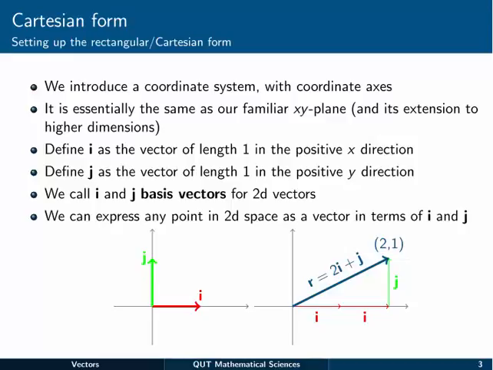We call the i and j vectors of this type the standard basis vectors for two-dimensional space. We can express any point we like, and the vector that represents that point, in 2D space as a vector in terms of i and j.